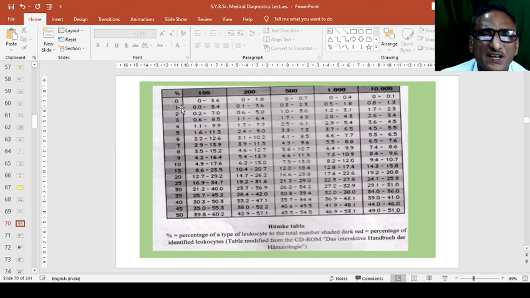So this is the chart given in percentage, from 100, 200 up to 10,000. How many cells you are counting depends on this. This is called an adjunct table. So it gives the percentage of the type of leukocyte to the total number of identified leukocytes. These are the shaded dark red and shaded bands, two color bands actually. So these color bands are giving the percentage of identified leukocytes, and the other is the normal. So you can calculate it, or you can put your values in this table, so that you can get how much is the normal value and how much is the observed value of your blood calculation.